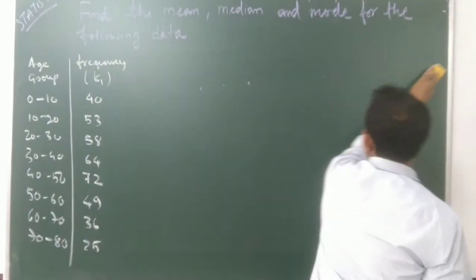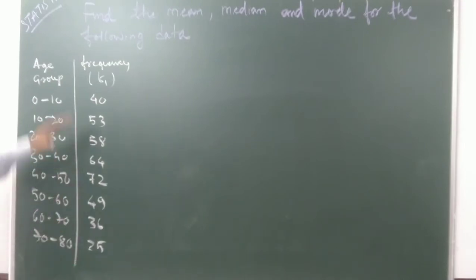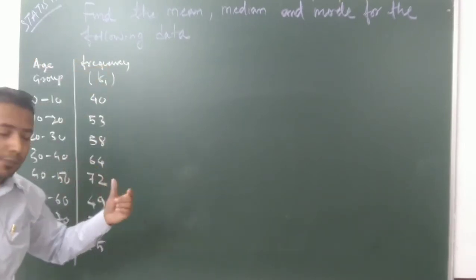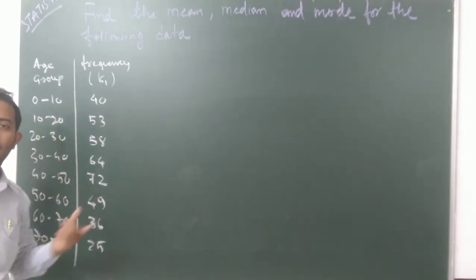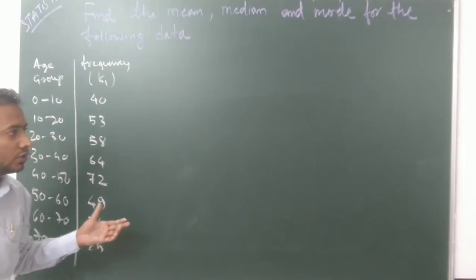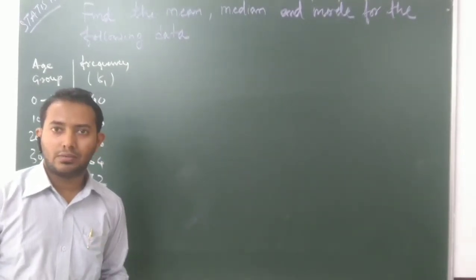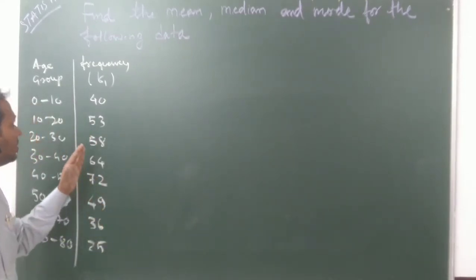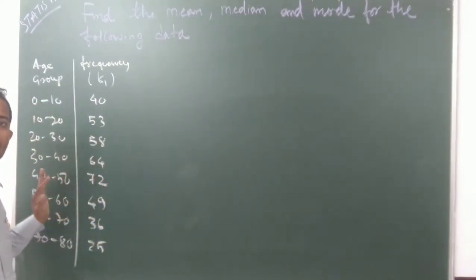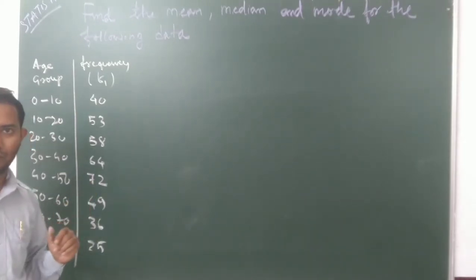Now we have the class interval and we have the frequency. With these two columns we can find the mode, because I have already shown the mode formula. You can pause and see what the formula is. If you see the formula, we need only the frequency and class interval. With these two columns, we can find the mode.